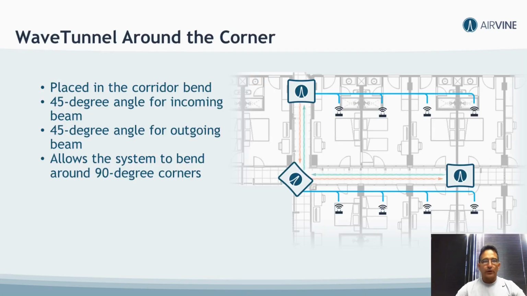WaveTunnel around a corner. So how is it that you bend around corners, Dave? Well, that's a good question. So what you can see here is the top WaveTunnel node is connected to these 4 Wi-Fi access points. It is now in the corridor and is shooting into the corner where there's another WaveTunnel node at a 45-degree angle. So you have a 45-degree angle coming into this middle node and a 45-degree angle going out, effectively making a 90-degree turn around that corner.